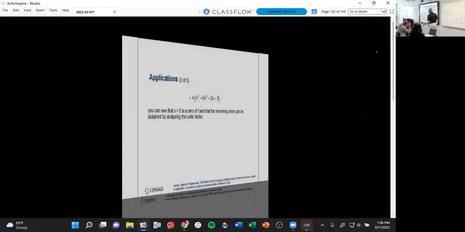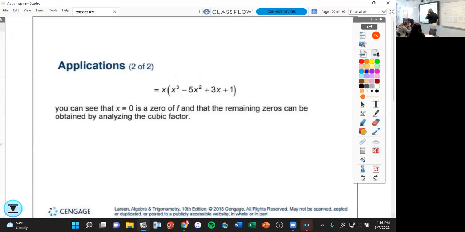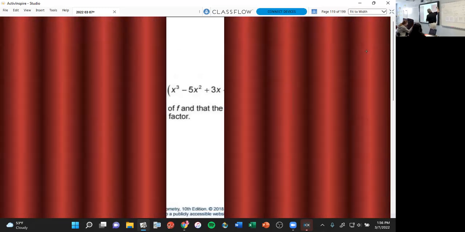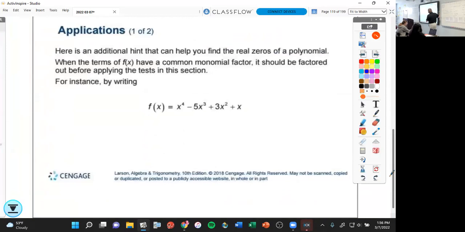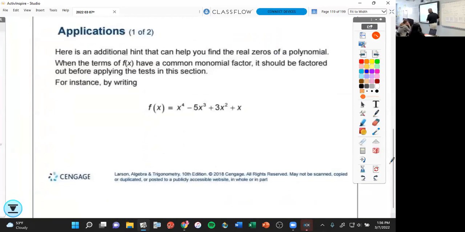Word problem in a minute. Oops, go back. Another hint to find real zeros. Before you start trying your synthetic division and everything, remember you have to have a constant at the end. Does this one have a constant at the end? No. How come?